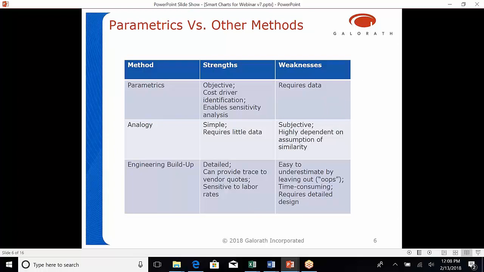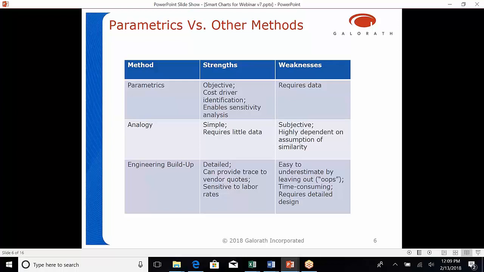The table listed on this chart describes the strengths and weaknesses of each of the methods. Parametrics are objective. They allow the identification of cost drivers. Also allows you to do sensitivity analysis. The weakness is it requires data, and a significant amount of data. The analogy approach is simple and requires little data. Weakness is it can be subjective.